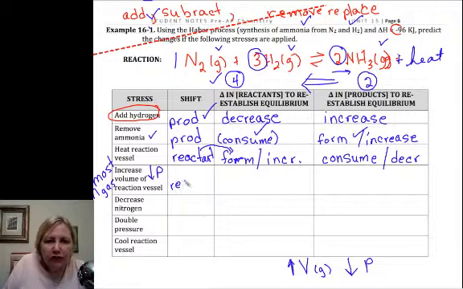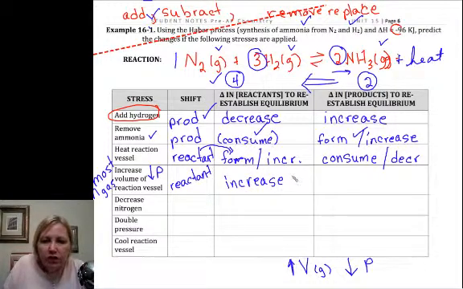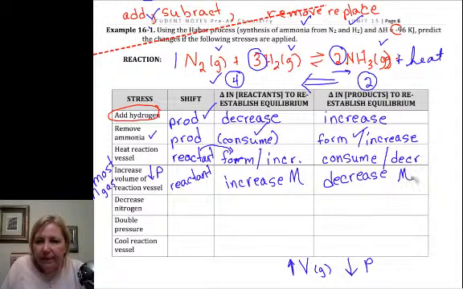So I'm going to shift to the reactant side, which means I'm going to increase my concentration or molarity, or honestly partial pressure of my reactant, and I'm going to decrease my molarity of my product. Okay, I'm just going to do a couple of others because I think that you'll get the idea.